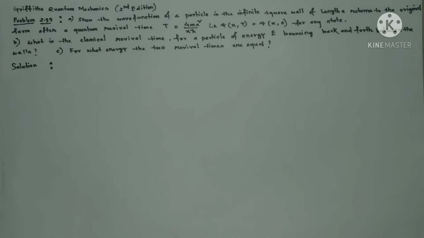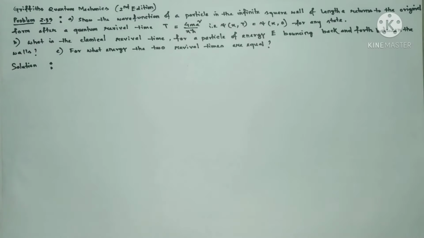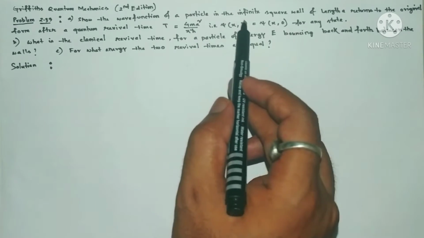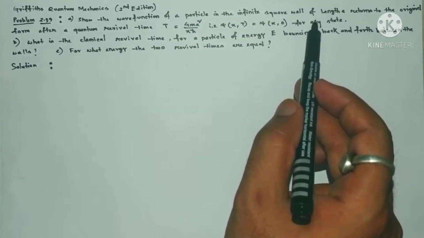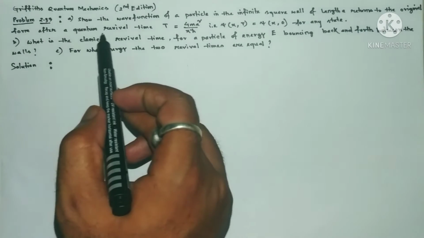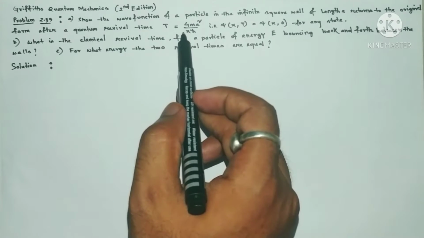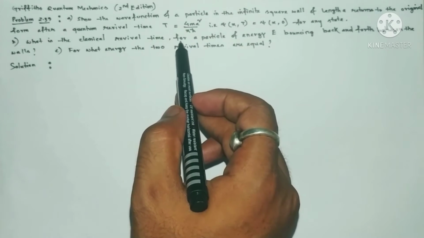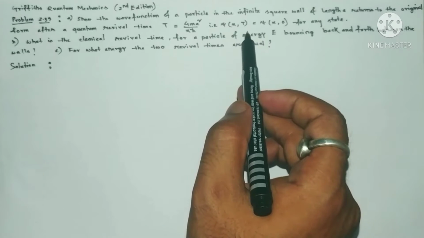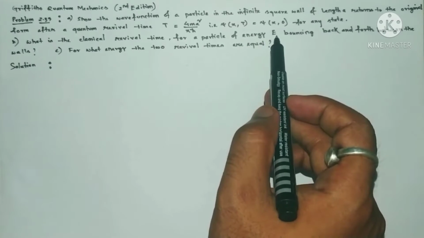Hi everyone, this is a question from Griffiths Quantum Mechanics. It's an infinite square well potential. Show that the wave function of a particle in the infinite square well of length a returns to the original form after a quantum revival time T = 4ma²/(πħ), that is ψ(x, T) = ψ(x, 0) for any state.